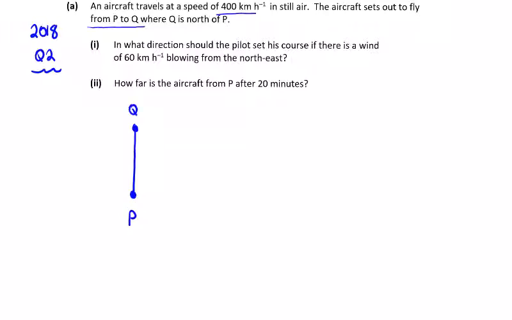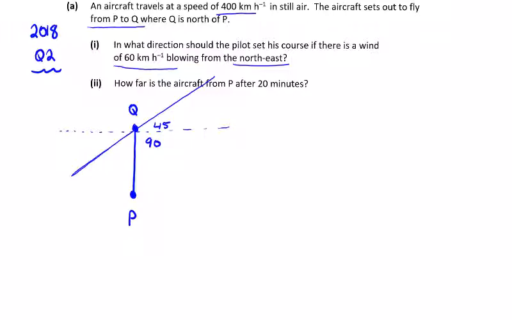There's a wind blowing. What direction? 60 kilometers an hour from the northeast, so it's coming down this way from the northeast, and that would make the angle 45 degrees. So put that in. So that angle is going to be 45. This one's going to be 90.